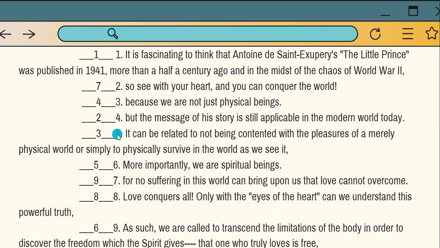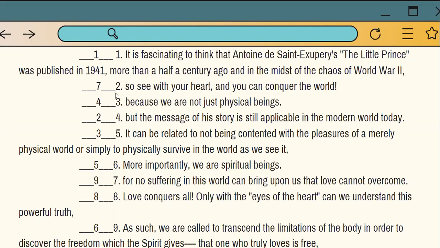Third, it can be related to not being contented with the pleasures of a merely physical world, or simply to physically survive in the world as we see it. And fourth, because we are not just physical beings. And fifth, more importantly, we are also spiritual beings. And sixth, as such, we are called to transcend the limitations of the body in order to discover the freedom which the spirit gives.